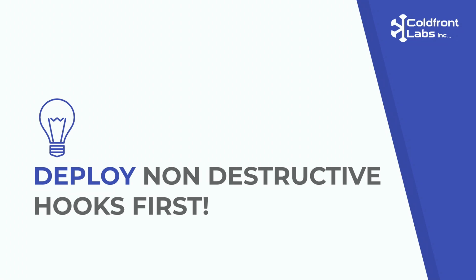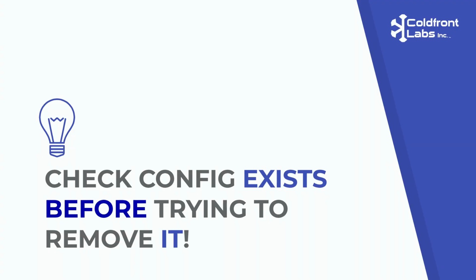Deploy non-destructive hooks first. So if you have a field that has data in it and you want to map that to a new field, deploy your update hooks and map it to the new field, and that way, if something goes wrong or doesn't get mapped properly, you still have that original data. So do the cleanup at the end when you're happy with everything, so that you don't get rid of data that you need.